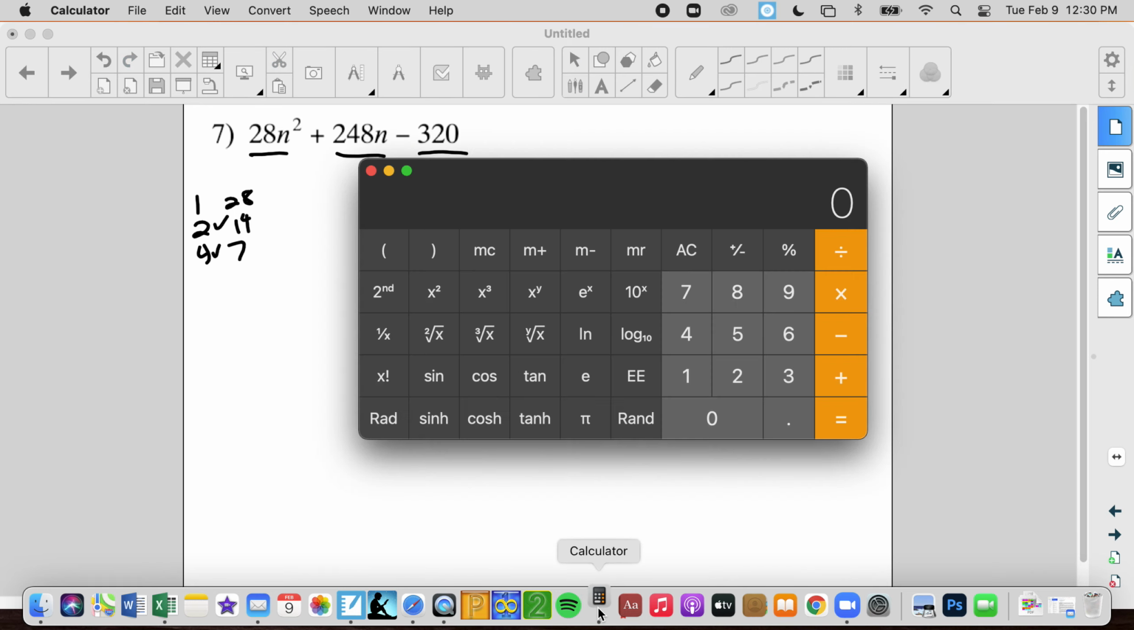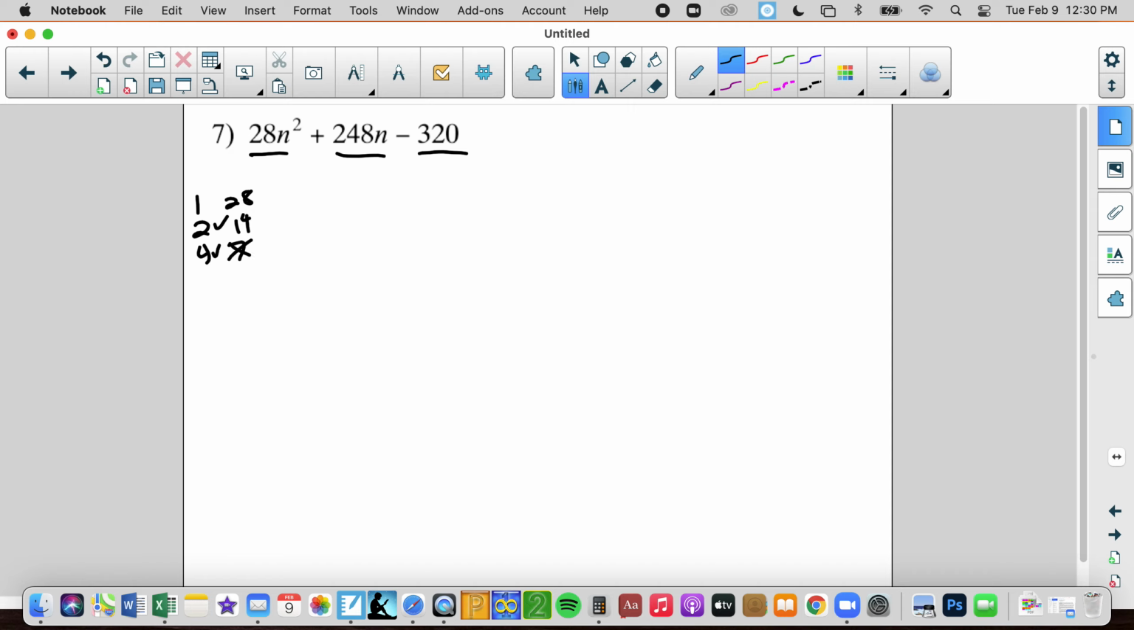Let's try 7. Does 7 go into 248? No. So 7's a no-go, not 7. 14 won't be either, because that is a multiple of 7. And pretty sure 28 doesn't, because 7 is in the 28. So my GCF is going to be 4. So I'm going to factor a 4 from that.